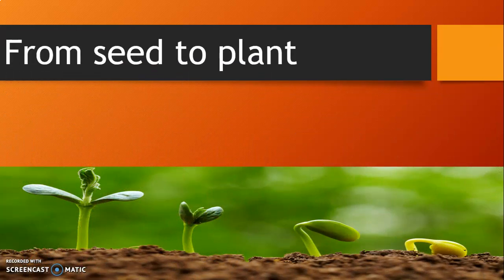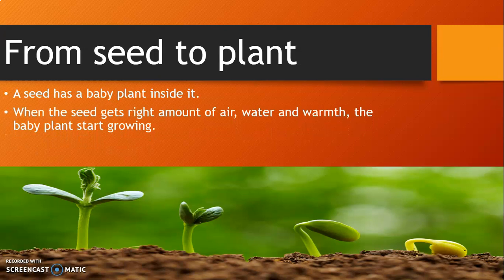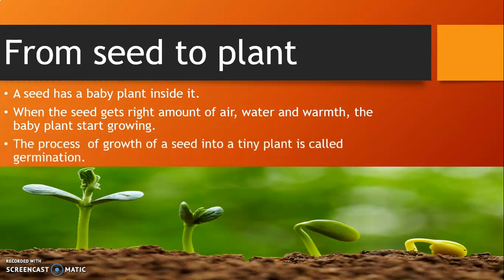From seed to plant: a seed has a baby plant inside it. When the seed gets the right amount of air, water, and warmth, the baby plant starts growing. The process of growth of a seed into a tiny plant is called germination.